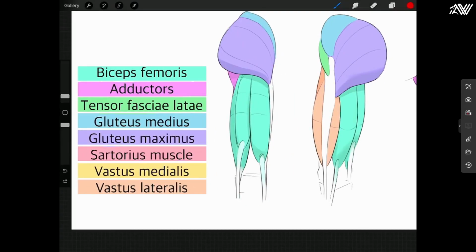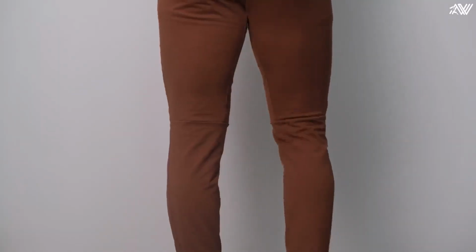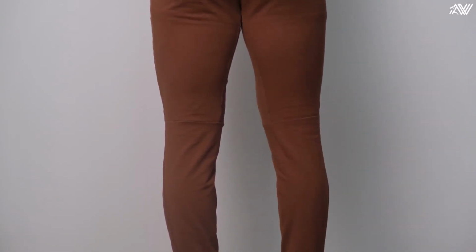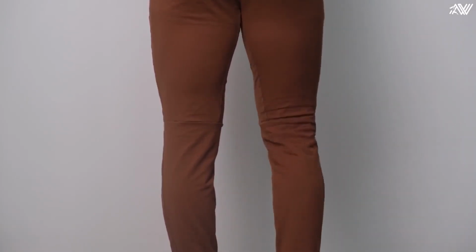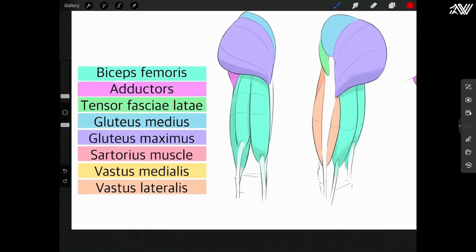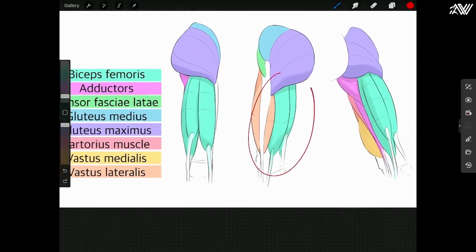Its main function is, of course, to literally curl the leg inwards, like what the bicep does to lift the lower arm. It's the same to lift the lower leg inwards on the posterior side. So as you can see, it's a major muscle group.